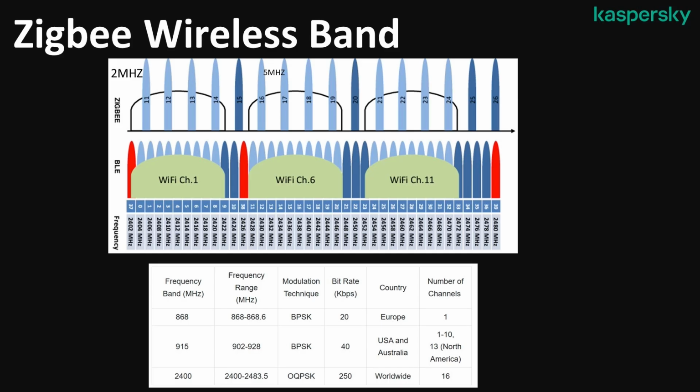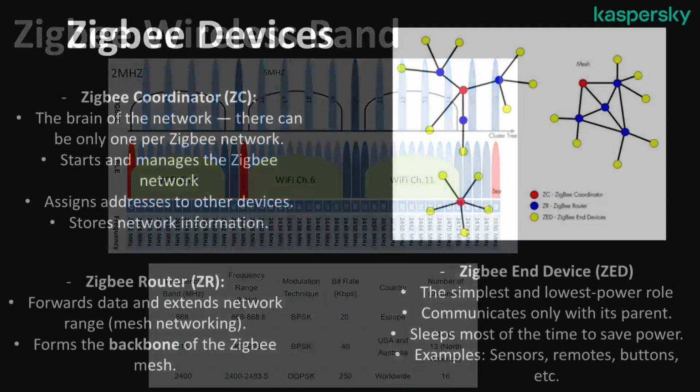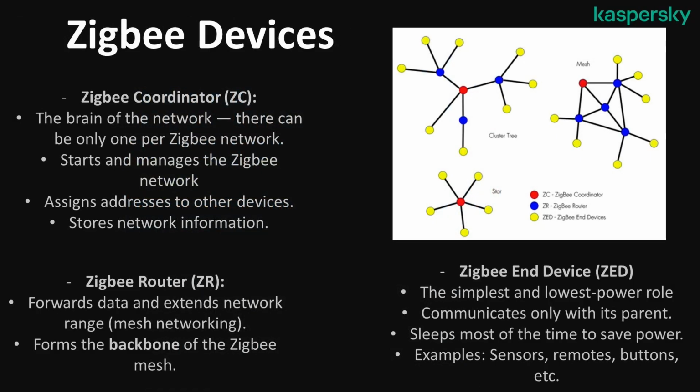Now, ZigBee devices. We have 3 types of devices. We have what we call the ZigBee coordinator, which acts as the brain of the network, the main node in the network. It starts the network and manages all aspects of the network and communication.